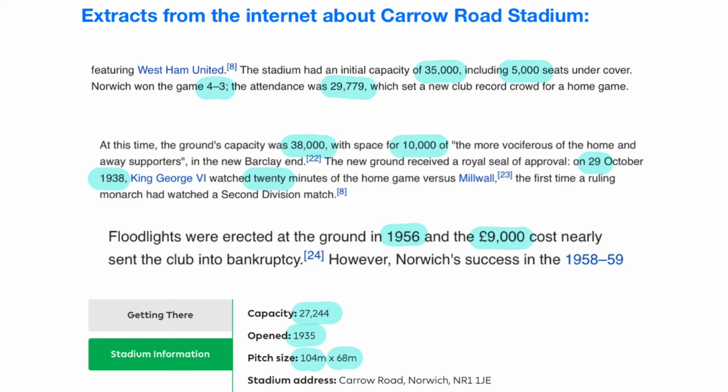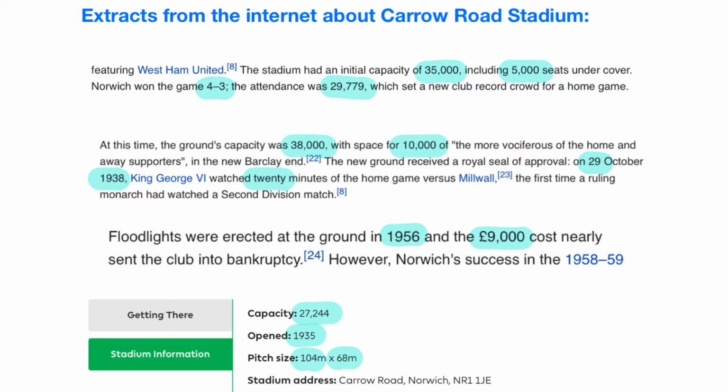So I've highlighted the numbers here. So here we've got the stadium had an initial capacity of 35,000, including 5,000 seats under cover. Norwich won the game 4-3. The attendance was 29,779. Okay, so we've got quite a lot of numbers in each of these sentences. As we go on, we've got, at this time, the ground's capacity was 38,000, 10,000 of the more vociferous of the home and away supporters.